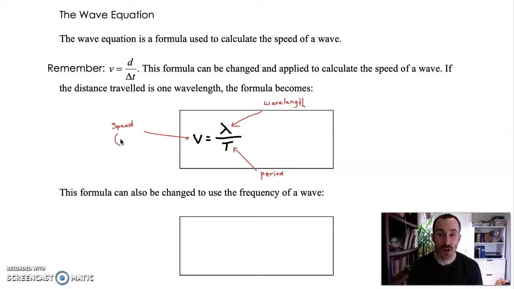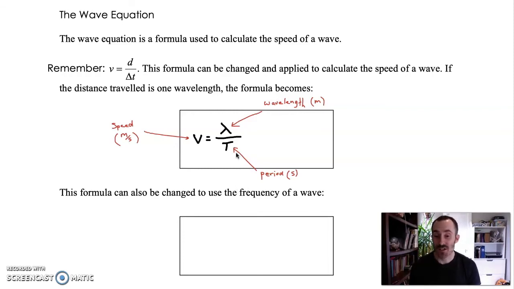Now it's important that you match all of your units. So we typically measure speed in meters per second, which means that your wavelength needs to be measured in meters and your period needs to be measured in seconds. If you wanted to measure your speed in something else, you just have to make sure that your wavelength and your period match whatever speed you're working with.